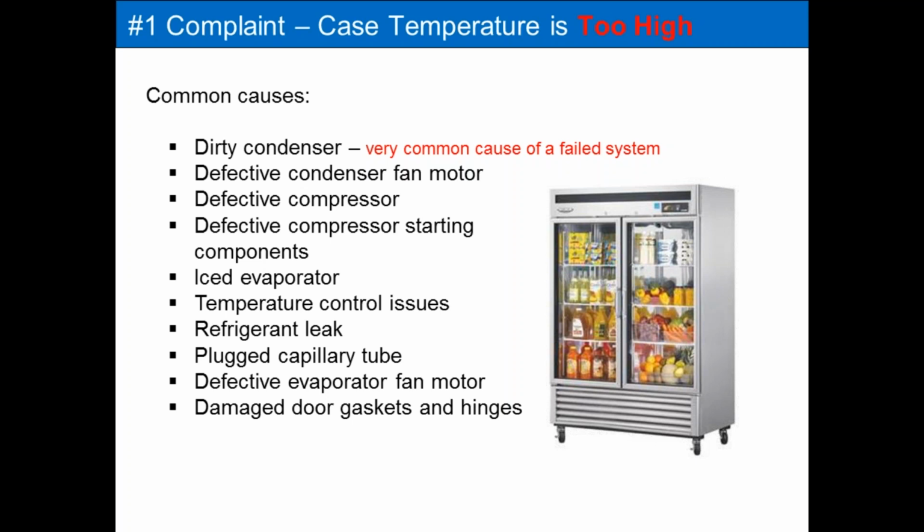We'll talk about defective condenser fan motors, defective compressors, how to troubleshoot your starting components, how to analyze an iced evaporator, what causes the evaporator to ice up, some temperature control issues, refrigerant leaks, a pretty common problem, and plugged capillary tubes. One of the takeaways from tonight's presentation is hopefully you can determine the difference between a system that has lost refrigerant or has a plugged cap tube. Opposite, opposing problems, but they look similar at times when you're troubleshooting. So we're going to focus in later on tonight on plugged cap tubes versus loss of refrigerant. Then we'll talk about evaporator fan motor failures and door hinges, door gaskets, the hardware side of things that could also cause some problems.